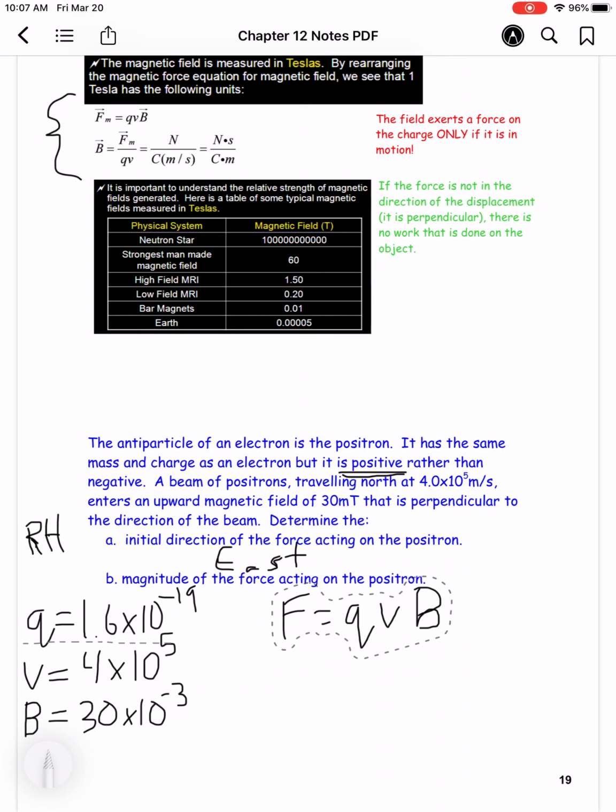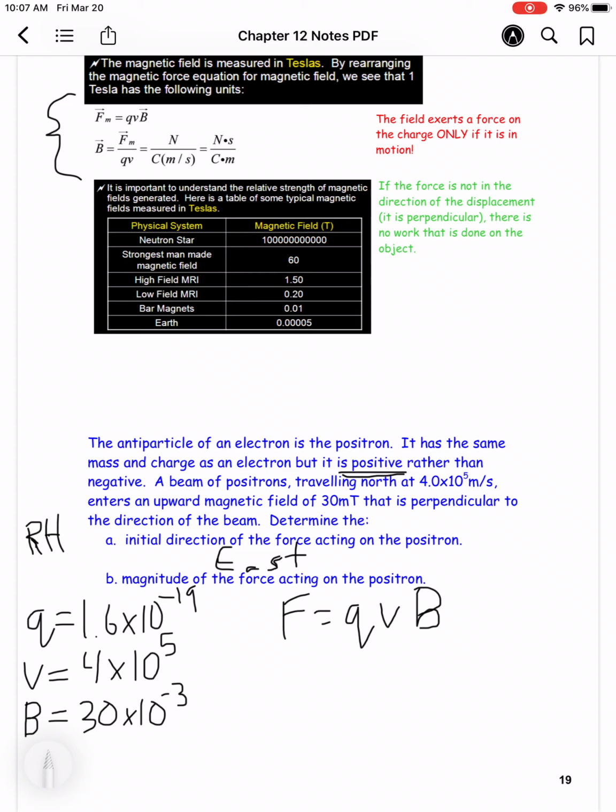I've already written out the variables. The charge here is 1.6 times 10 to the negative 19 because it has the same charge as an electron but is positive. The velocity is 4 times 10 to the 5. That came from here. And the magnetic field is 30 milliteslas, which is times 10 to the negative 3. If you look on the back of the formula sheet, you'll notice that I've replaced the m with times 10 to the negative 3, because our formula sheet tells us that m means times 10 to the negative 3.